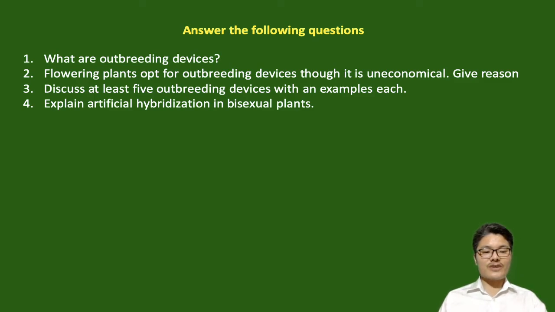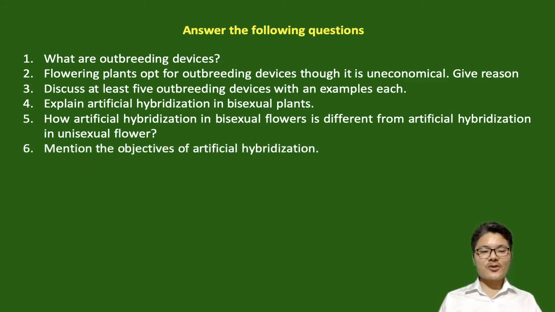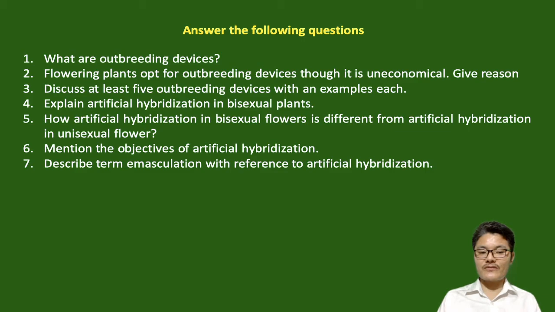And fourth, you have to explain artificial hybridization in a bisexual plant. Fifth, how artificial hybridization in bisexual flowers is different from artificial hybridization in unisexual flowers. So you have to draw out the differences between the two. And in the sixth question, you have to mention the objectives of artificial hybridization. In the seventh, you have to describe emasculation with reference to artificial hybridization.